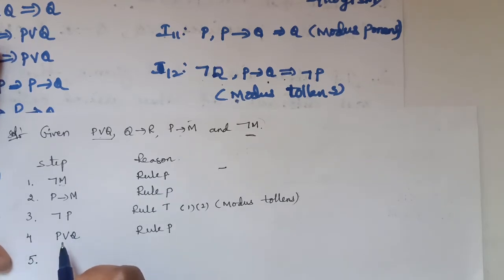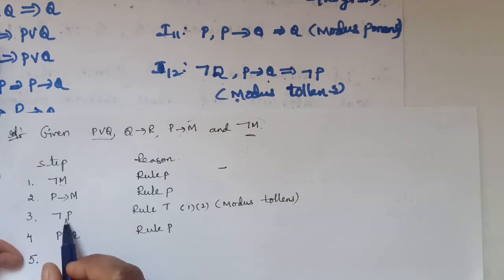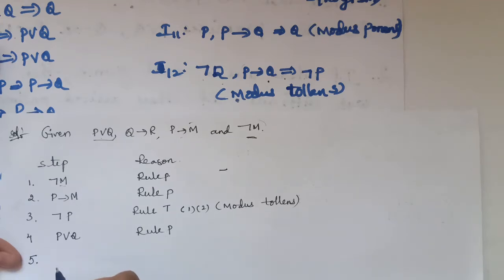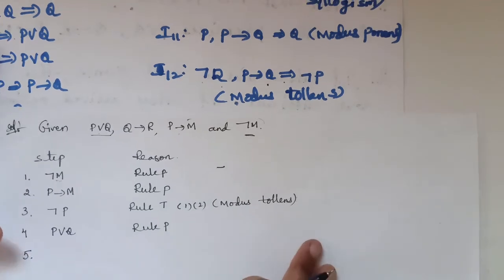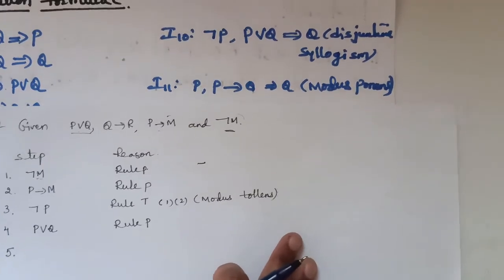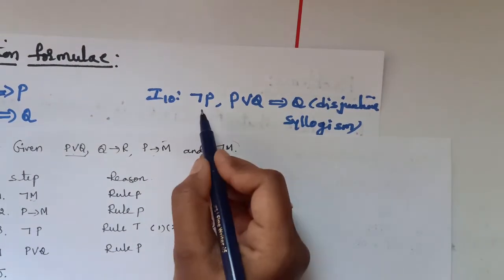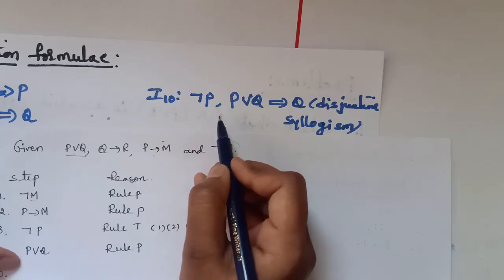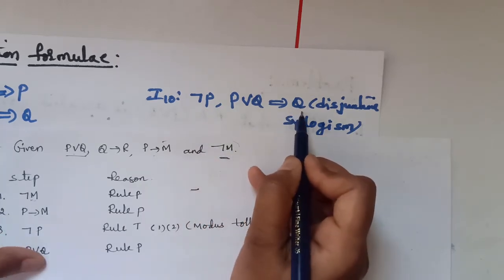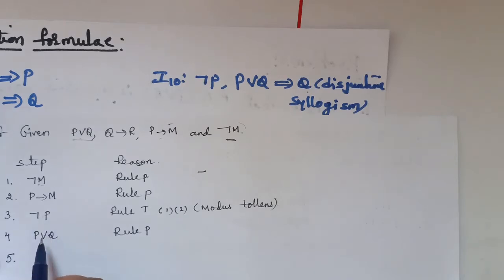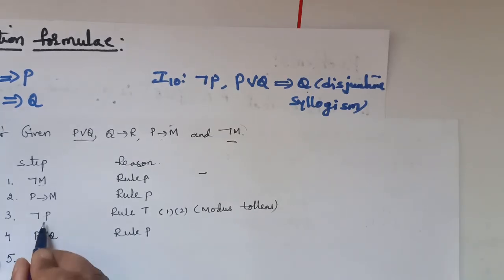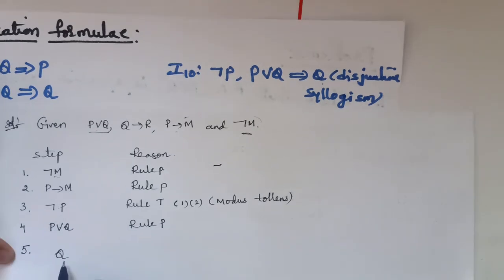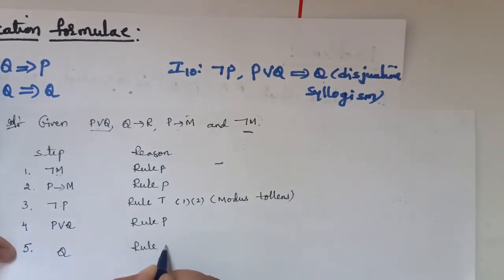Observe these two. From these two premises, can we derive one more premise? Yes, by using disjunctive syllogism. Here we have learned negation P, comma, P or Q implies Q. From these two premises you can write this implies Q. So we have derived this premise.